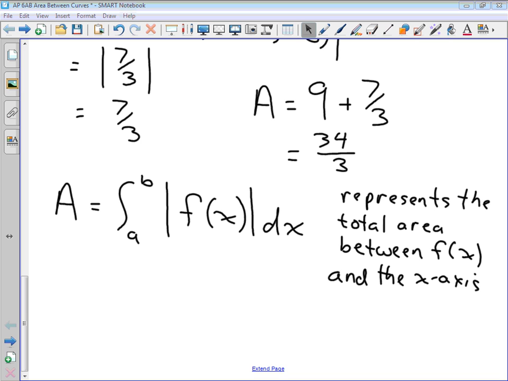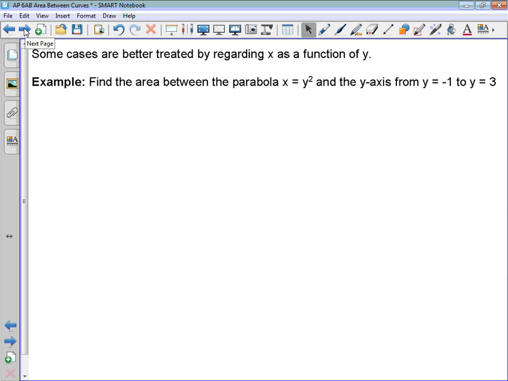Now, occasionally you'll get a question where, as I've said here, some cases are better treated by regarding x as a function of y. So here's an example. Find the area between the parabola x equals y squared and the y-axis from y equals -1 to y equals 3. So what would this situation look like?